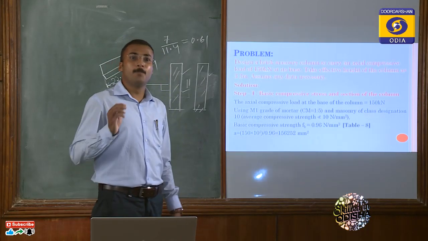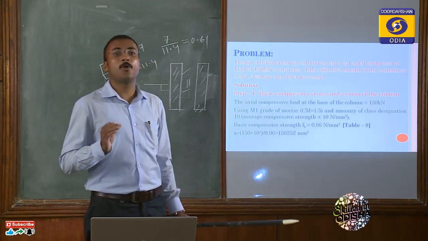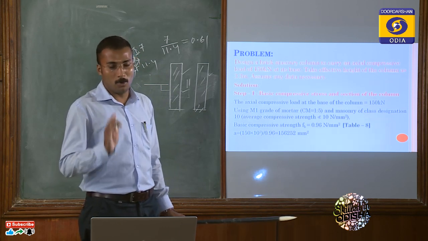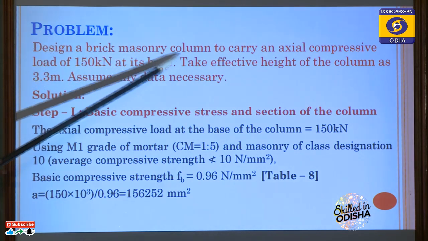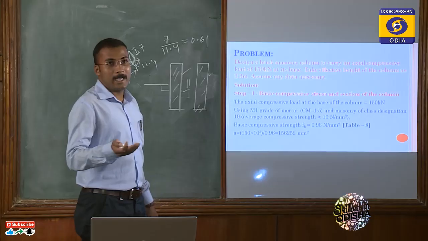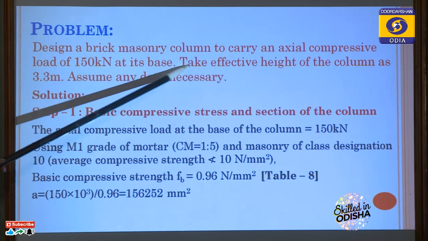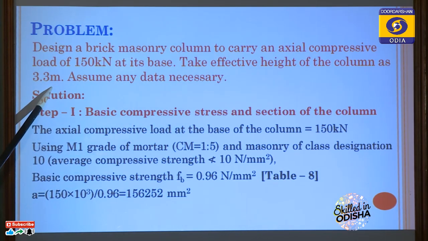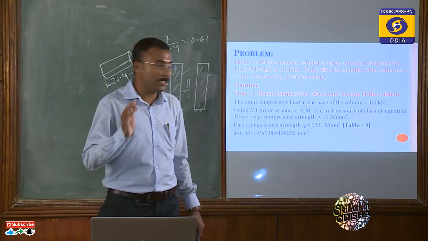So we will solve a numerical, and in the design of masonry walls, no such load factors are there to be multiplied in the load. What the problem says: design a brick masonry column to carry an axial compressive load of 150 kilonewton at its base. So at the base level, the load is 150 kilonewton. Take the effective height of the column as 3.3 meter. Assume any data necessary. So you can assume any necessary data, and the effective height is given as 3.3 meter.